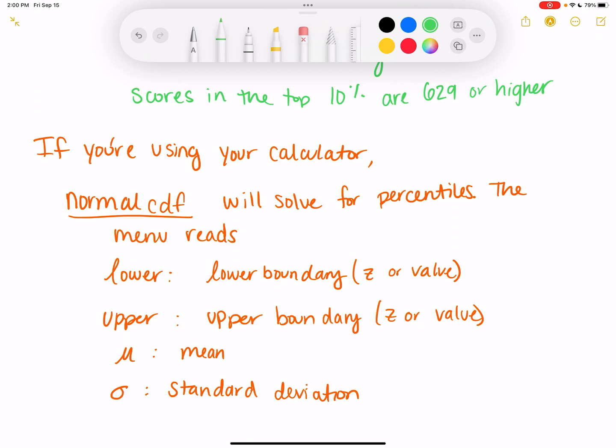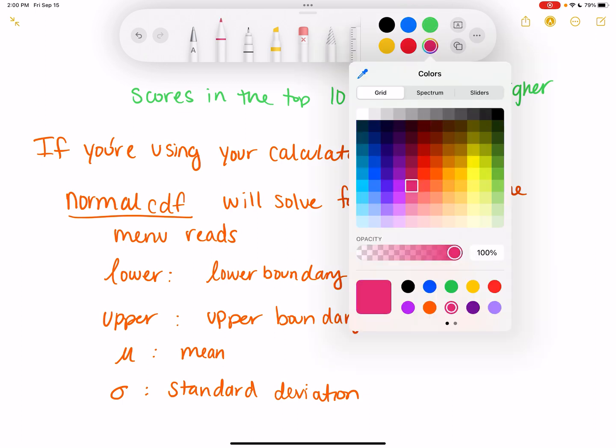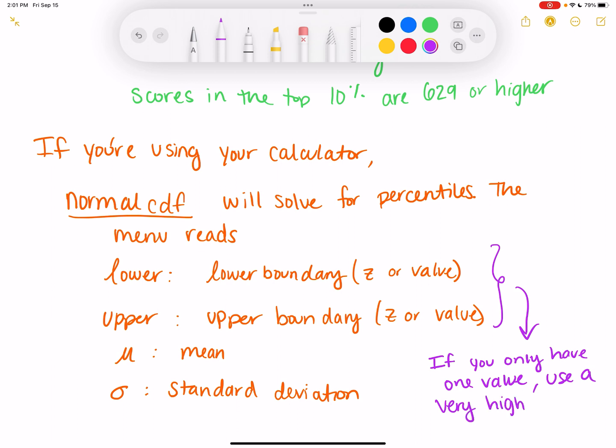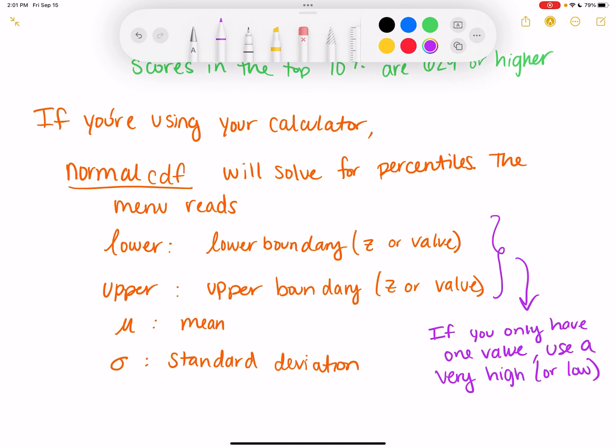All right, something to note about this. If you only have one value in terms of upper and lower, use a very high or very low number, depending on which one is missing, for the other boundary.